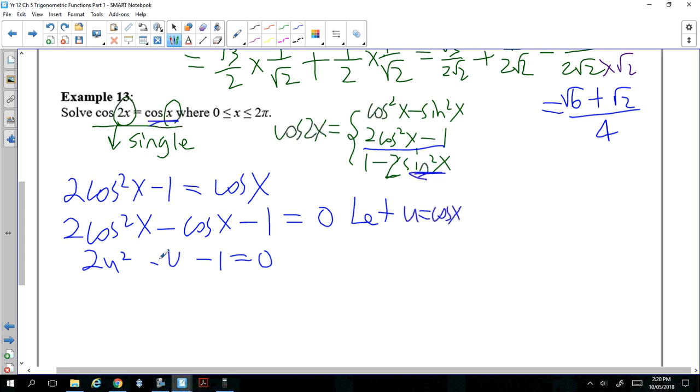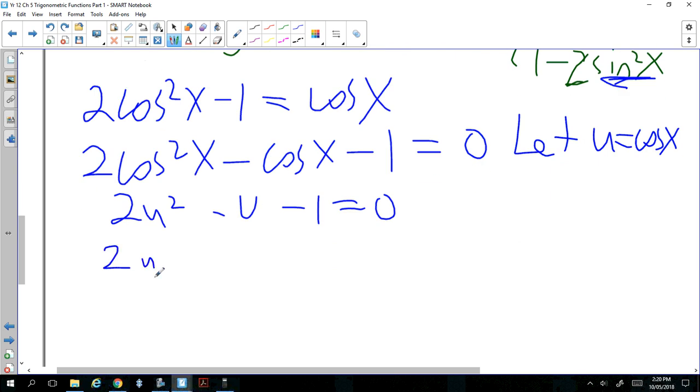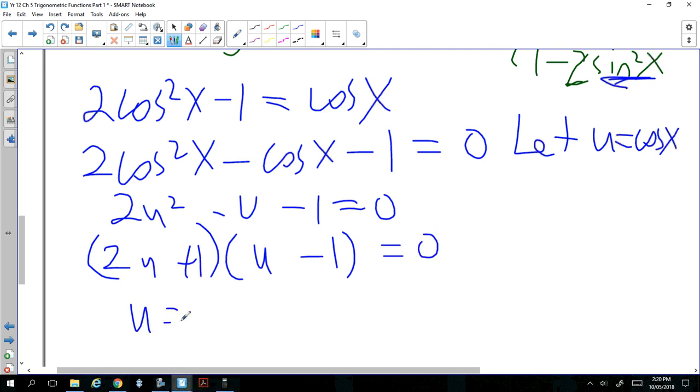Okay, let's try to factorize: 2u minus 1, u plus 1. Hopefully you got that. u is a half or negative 1, isn't it? Now you have to find x. So you have to go back to cos x equal to a half or cos x equal to negative 1.